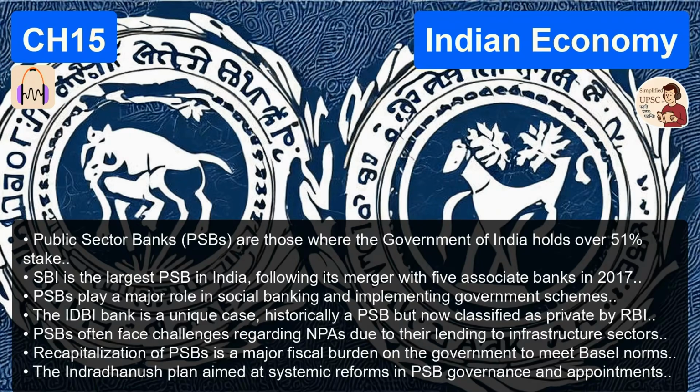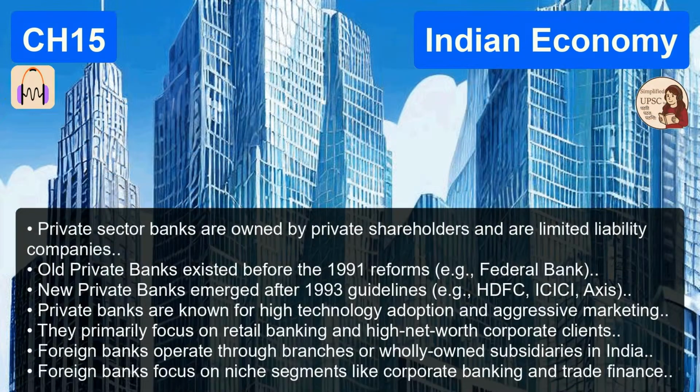But the ownership structure is tricky here, isn't it? It's not just the central government. Correct. And this is a potential prelims trap. It is a 3-way split. Break it down for me. 50% is held by the central government, 15% is held by the state government concerned, and 35% is held by a sponsor bank. A sponsor bank, like a larger PSB. Usually a large public sector bank like SBI or PNB that provides the technical expertise and backing.